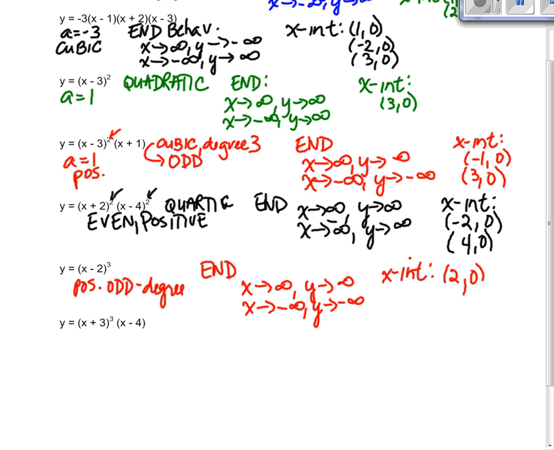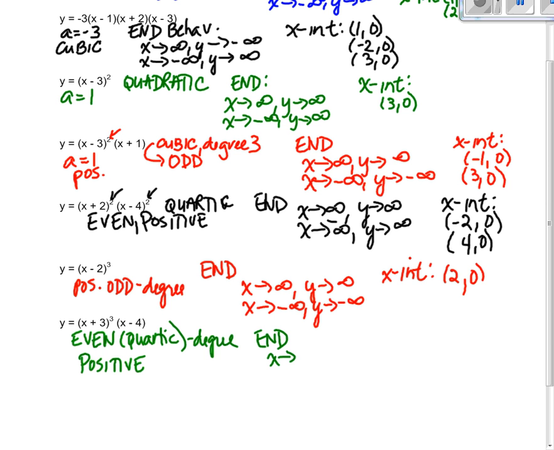Let's fill in the info for the last one, and we'll just quick sketch a couple of these. X plus 3 cubed, x minus 4. We are going to have a quartic. We have an even, because it's a quartic. Positive, even degree. Positive, because there's an invisible a equals 1. So we know our end behavior. As we go further to the right, the function increases upwards. As we go to the left, the function increases upwards.